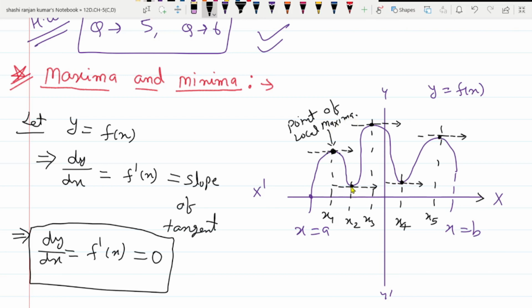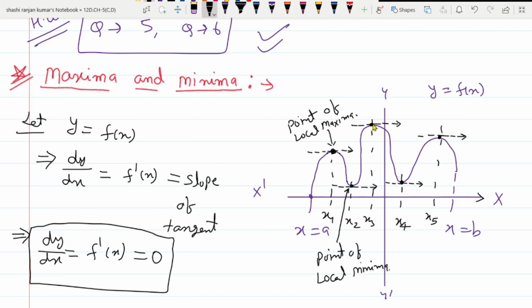Similarly, if I talk about this point x2, if you go to the left hand side, you will get points on the upper side of this. If you go to the right also, you get points on the upper side. This is the lowest point in its neighborhood. So we will call this point the point of minima, or point of local minima, which is the more correct term.